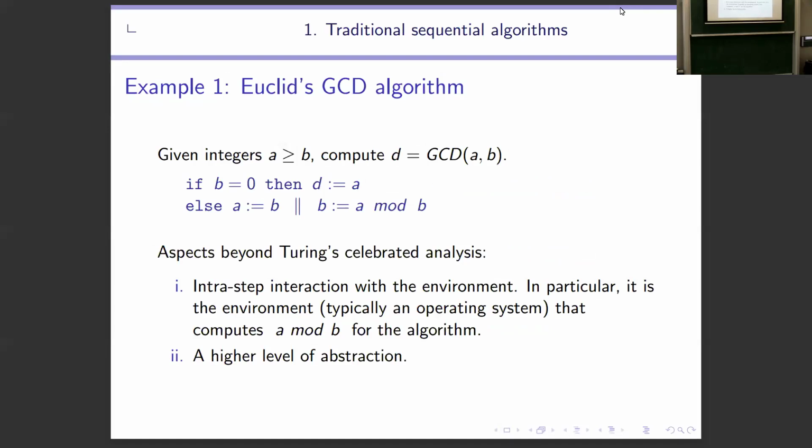Okay, here's an example of Euclid's algorithm. Given integers A at least as large as B, compute the common divisor. So this is a little updated version. Euclid himself used not mod, but difference. So this version is exponentially faster in time, but as far as algorithms are concerned, very similar. So this is in terms of abstract state machines. I'll later explain the syntax.